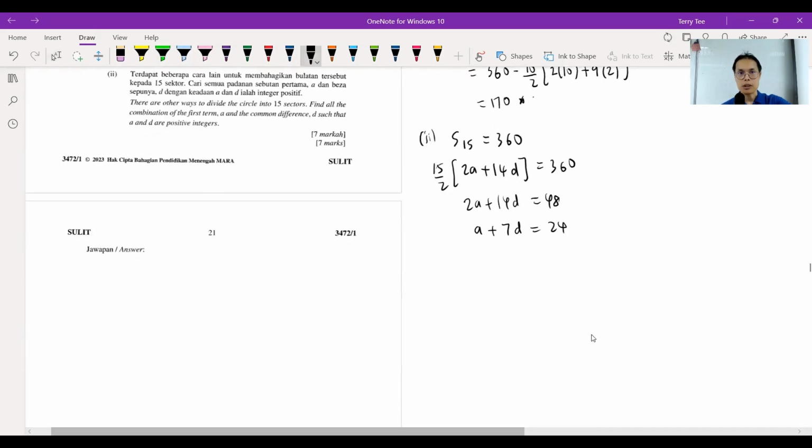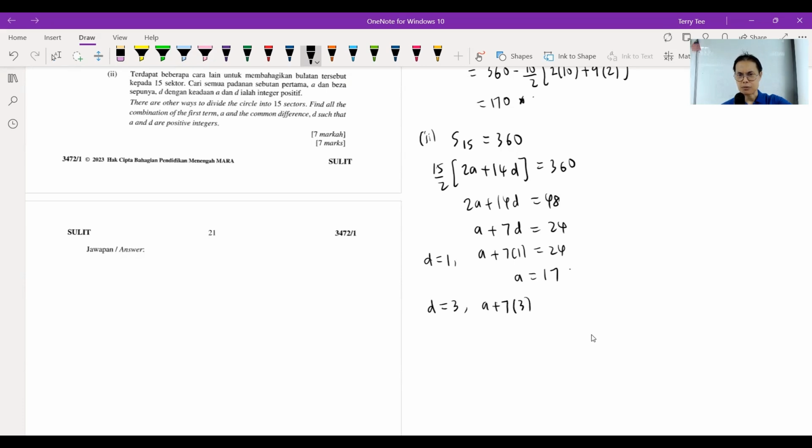So I'm going to take D equals to 1. So A plus 7 times 1 is 24. 24 minus 7, you get 17. So this is one combination. We already tested with 2, right? So we take D equals to 3. Yeah, sebutan, what they call that, common difference, basis here with 3. A plus 7 times 3 is 24. 24 minus 21 is 3.